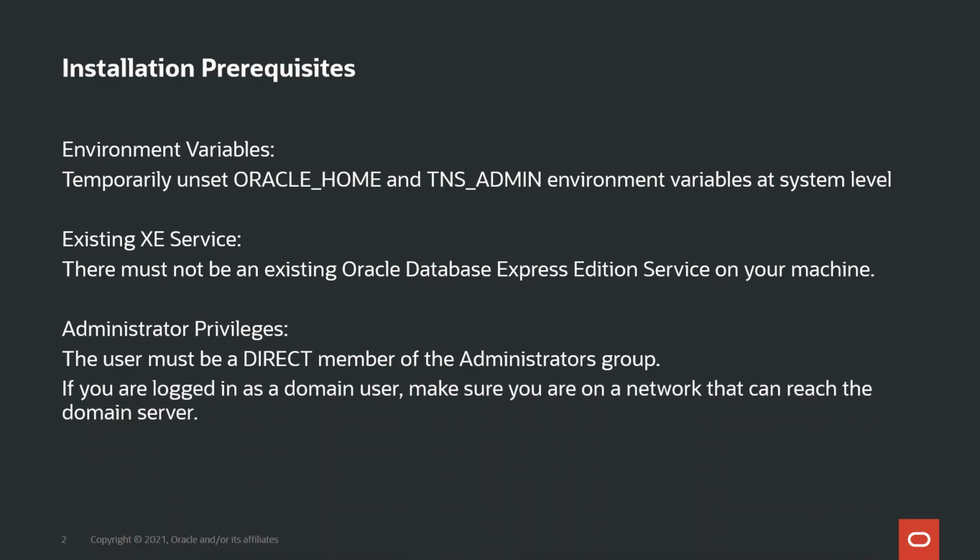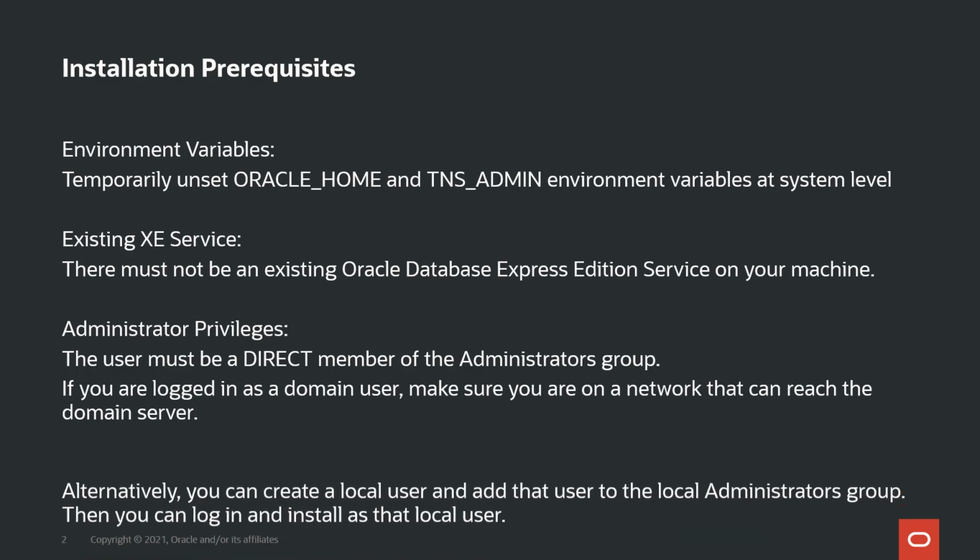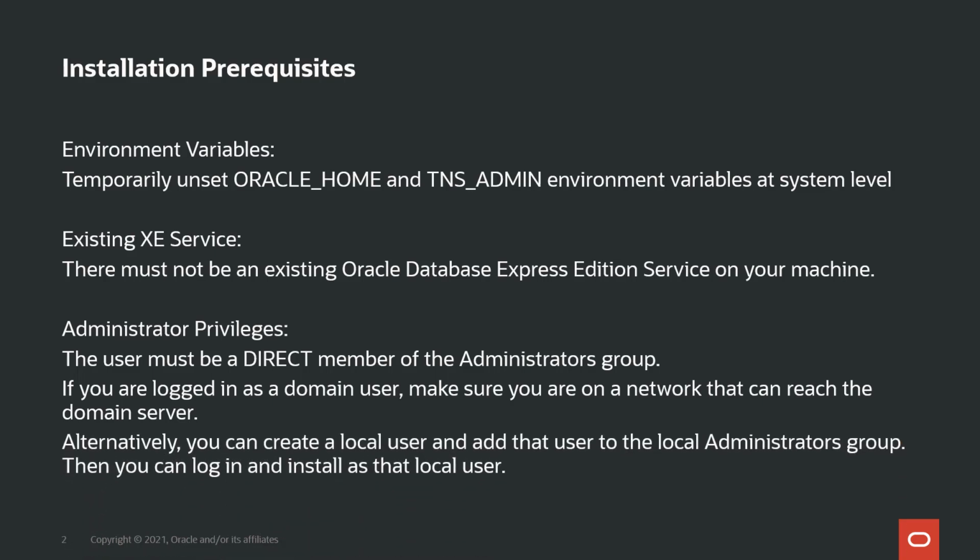And if you're logged into Windows as a domain user, make sure you're on a network that can reach the domain server. For example, if you usually use a VPN to reach your domain server, make sure you have VPN turned on. Alternatively, you can create a local user and then add that user to the local administrators group. Then you can log in and install as that local user.